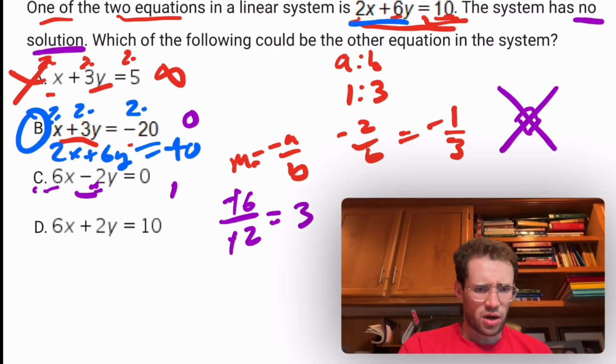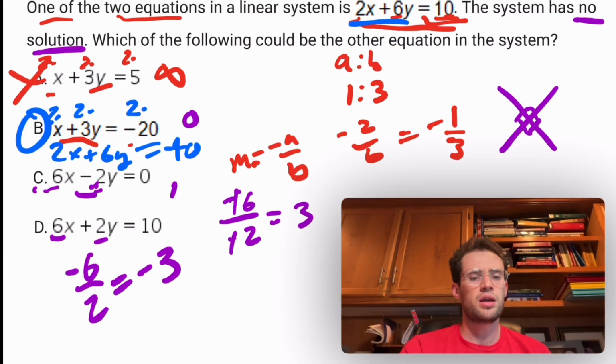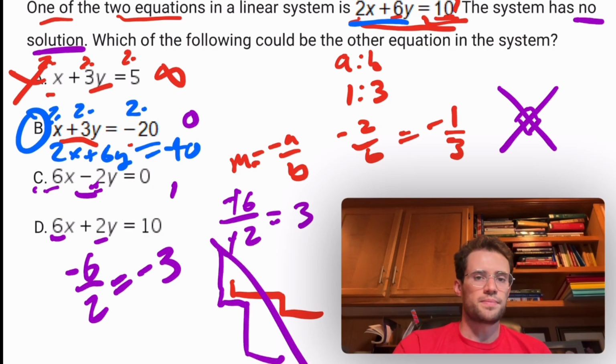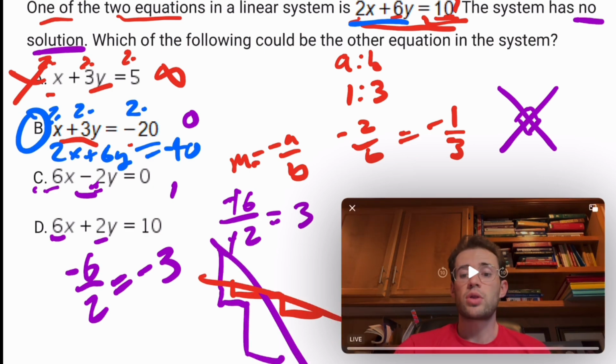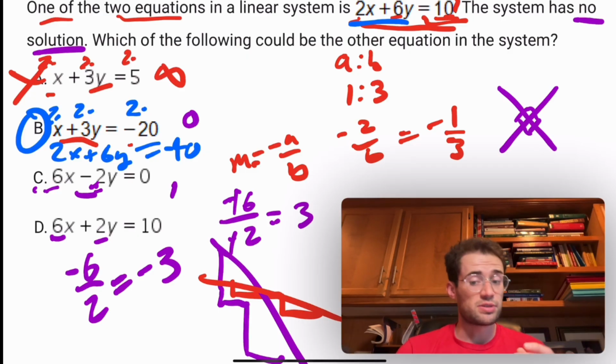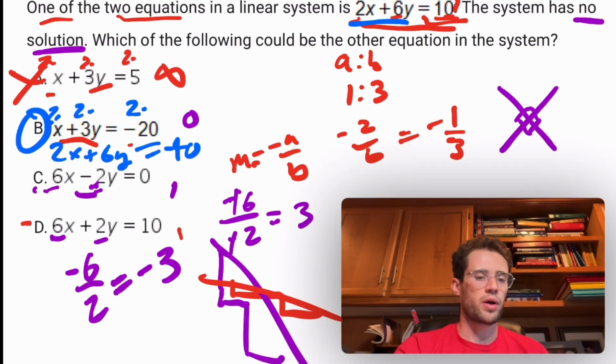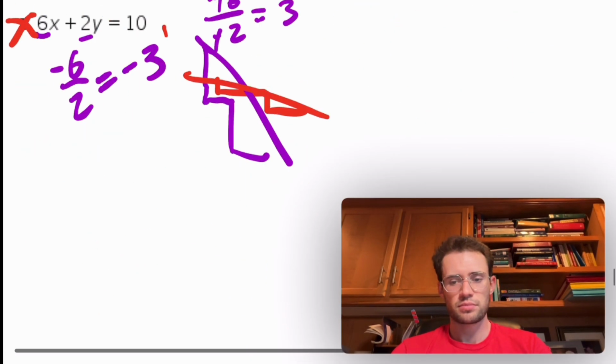And same thing with D. The slope here would be negative a over b. That would be negative 6 over 2, which equals negative 3. So that's the negative slope that we want, but it's going at a steeper rate. So if the line that we have is going down 1 over 3, this one is going down 3 over 1. So they will cross at some point. Any two lines with two different slopes will cross at one point. So this one also meets at one point. It's not that, it's B.